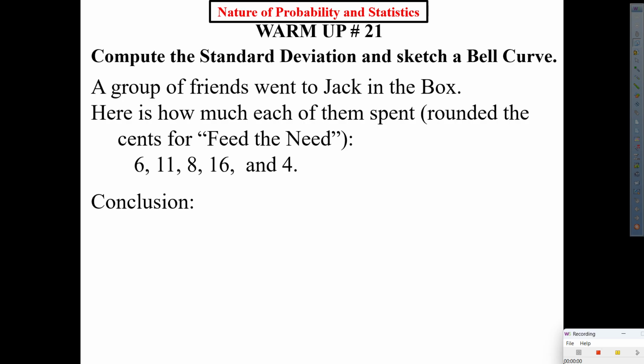A group of friends went to Jack in the Box. Here's how much each of them spent, rounded to the cents for feed the need: 6, 11, 8, 16, and 4. So you are to find the standard deviation, sketch a bell curve, and come up with a conclusion. I'll give you guys some time. Copy and vote. And just FYI, this session is being recorded.